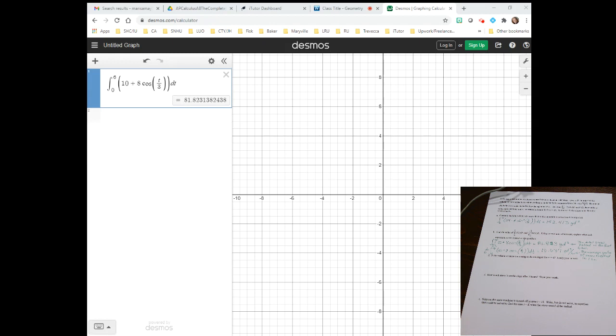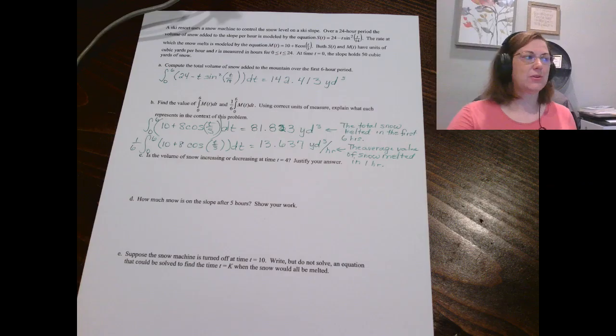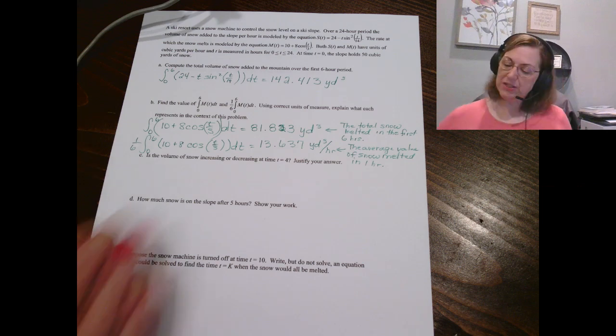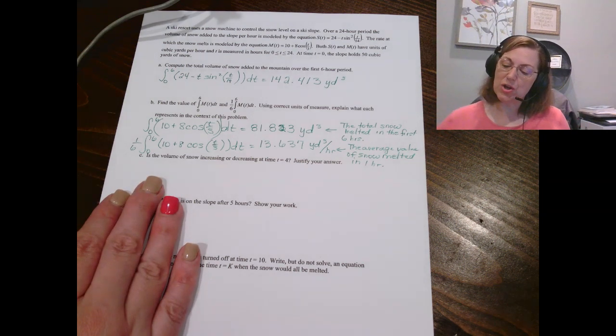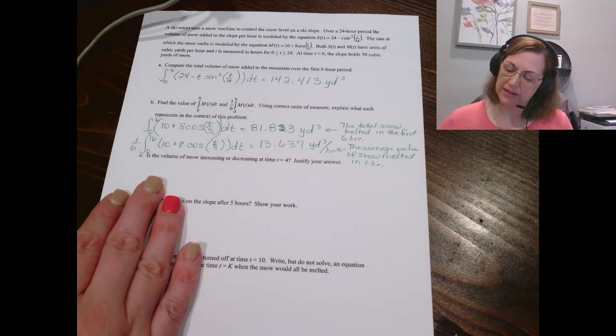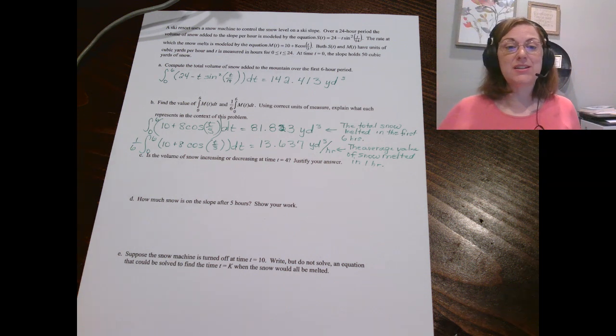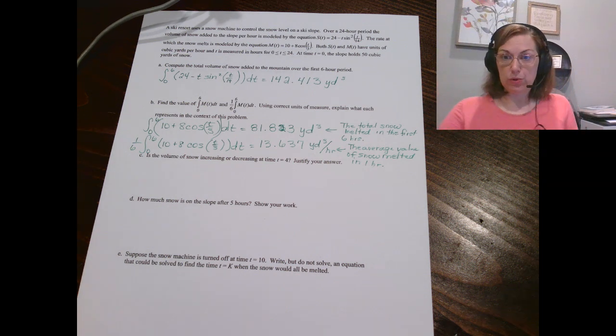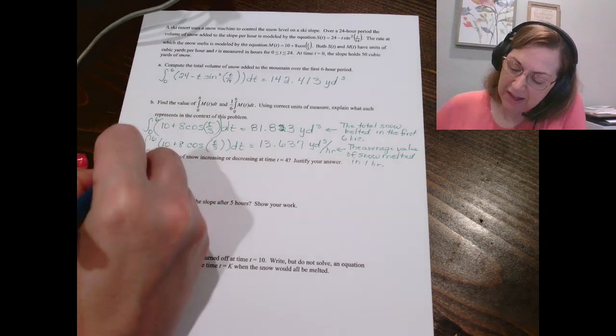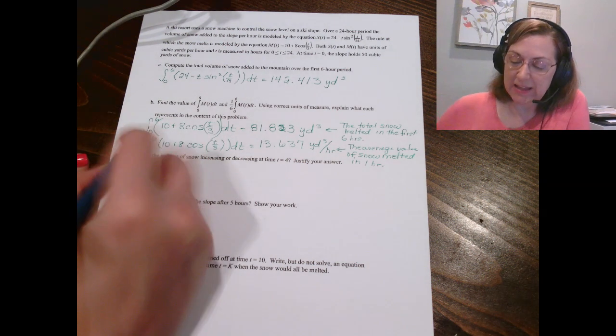Okay, let's switch our view back then. We've got a few more questions to answer here with regard to this particular problem. So is the volume of the snow increasing or decreasing at t equals 4? So what we need to look at is the equation that talks about the amount of snow total, okay? So we can look at the amount of snow.